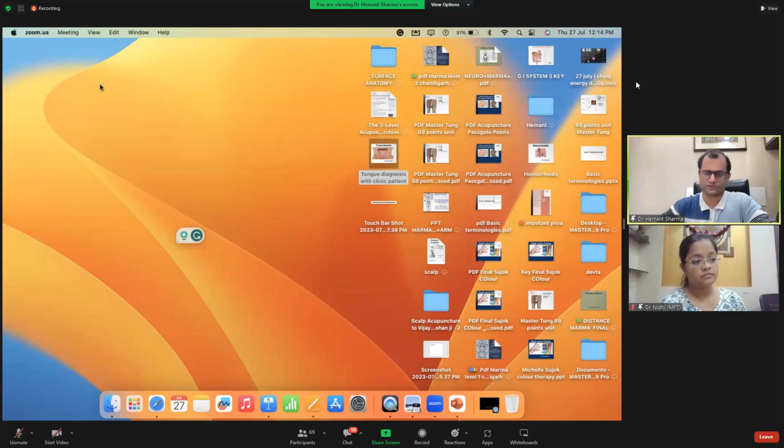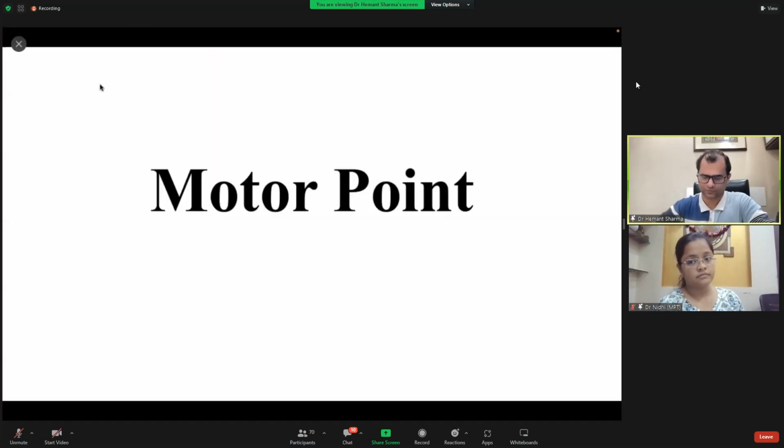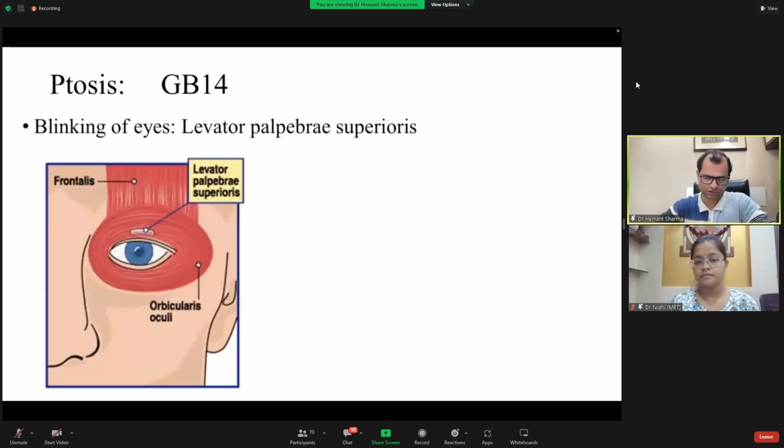So we will be discussing few motor points. Motor point connected with the movement, that's why we are discussing here. So first I will ask Dr. Nidhi to explain the ptosis. Yeah. So the ptosis means the drooping of the eye.